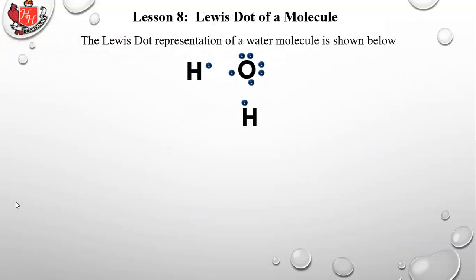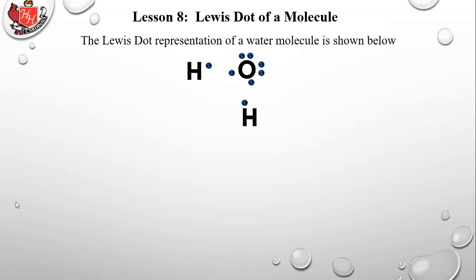The Lewis dot representation of a water molecule is shown below. So there you see the oxygen, the way we drew it earlier. It doesn't matter which side you put the 2. Notice there's 2 pairs of electrons on oxygen, and there's 2 single electrons. It's the single electrons we're really interested in here because they're the ones that have an empty space to take in the hydrogen.